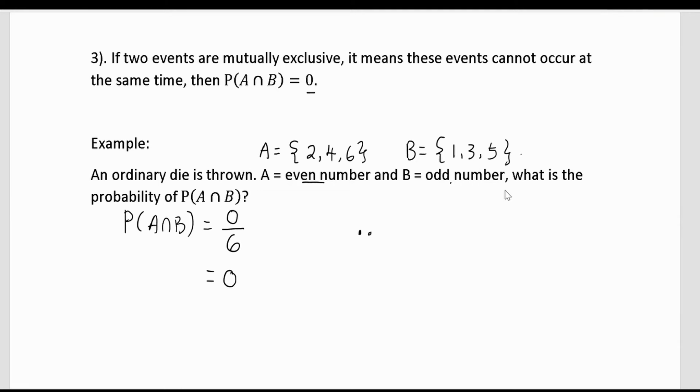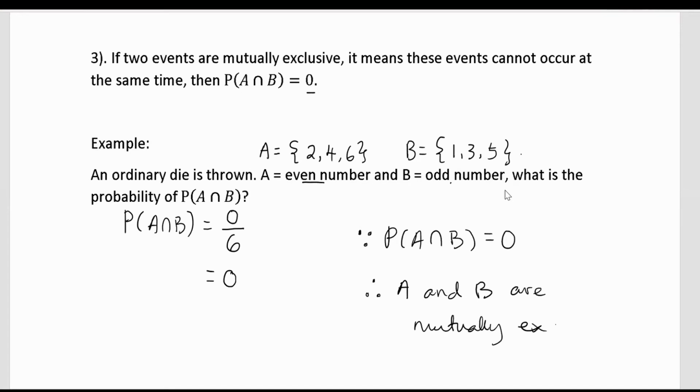Since the probability of A intersect with B is equal to 0, we can conclude that events A and B are mutually exclusive, or we can just call it exclusive. Now we look at some exam questions here.